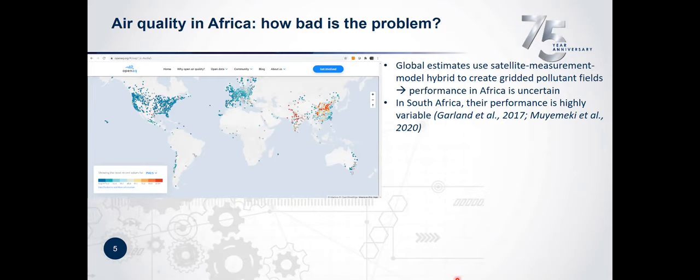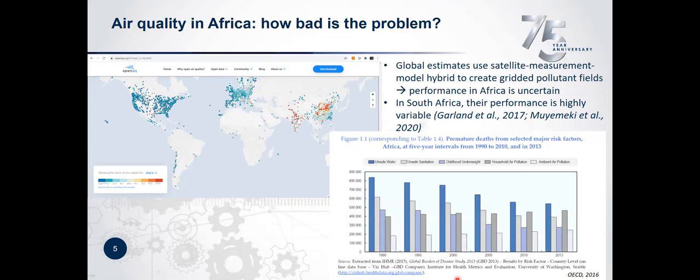However, the performance in Africa is uncertain, which I'm sure you can guess if there aren't many measurements to compare it to. And when we compare to measurements in South Africa, we found that their performance is highly variable. But even though there are large uncertainties, there are still really worrying trends in air quality across the continent.